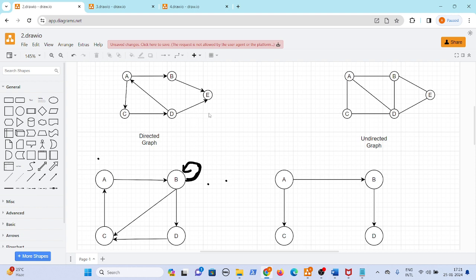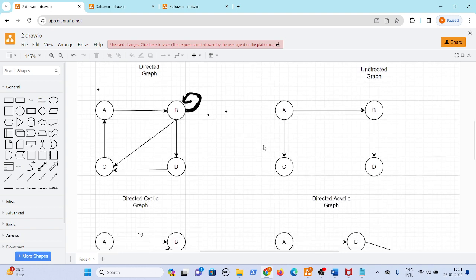Directed graphs can have both cyclic as well as acyclic. Even an undirected graph can have both cyclic and acyclic. Here in the undirected graph, A, B, C like this forms a cycle, this forms a cycle, this forms a cycle, and this forms a cycle. There are multiple cycles present. So you can have cyclic and acyclic in both directed as well as undirected graphs.